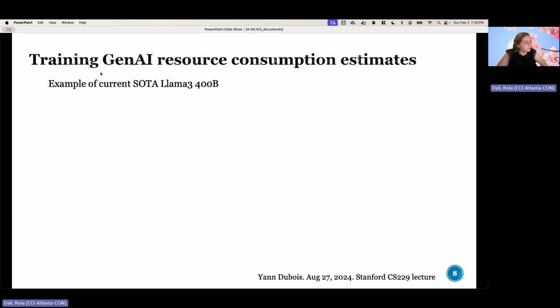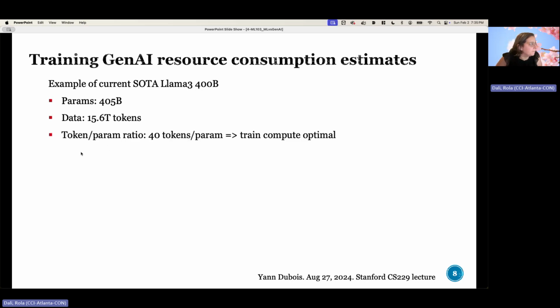And so he uses the example of Llama 3, which is about 400 billion parameters large. It's exactly 405 billion. It's trained on data that's about 15.6 trillion tokens. The token per parameter ratio is about 40 tokens per parameter, which means that it is trained compute optimal.